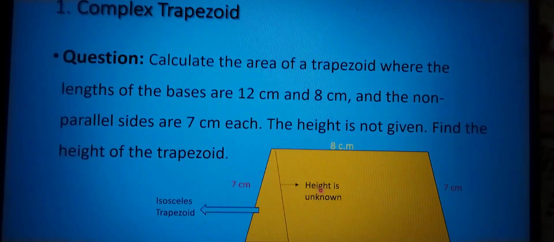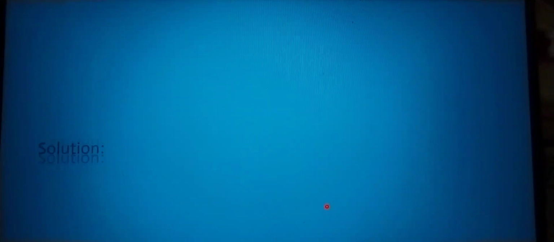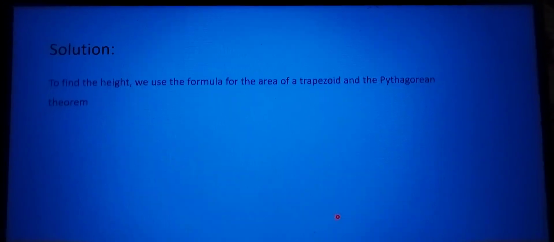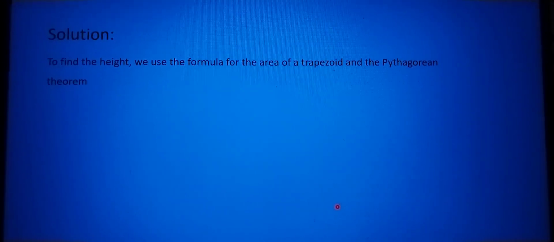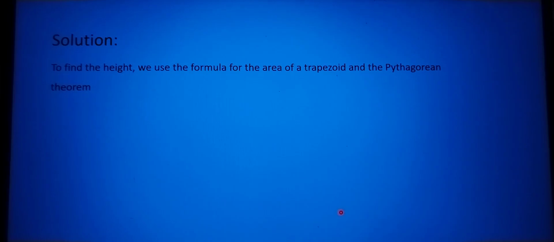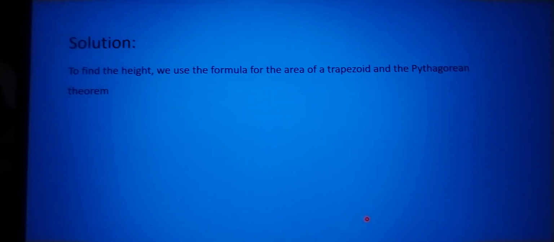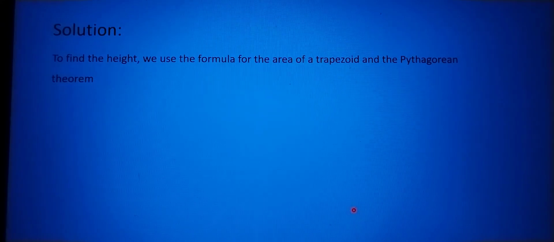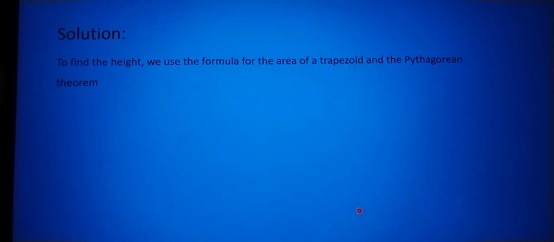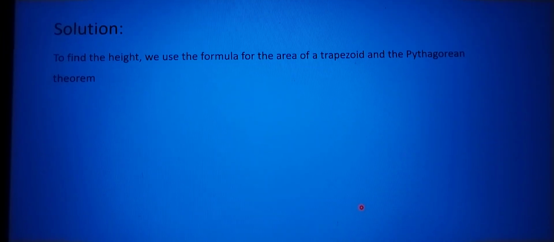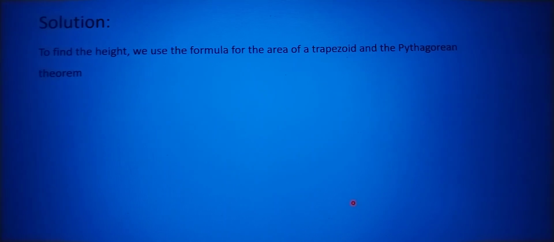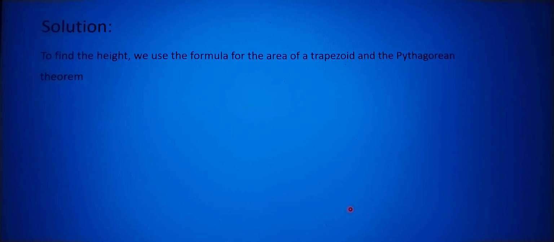Firstly, we're going to clarify into steps. Step 1 of the solution is to find the height. We use the formula for the area of a trapezoid and the Pythagorean theorem. If you don't understand what the Pythagorean theorem is, just ask us in the comments and we can explain it in another video. For you, it's just an easy equation we're going to use right now.